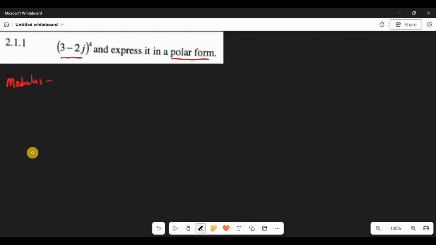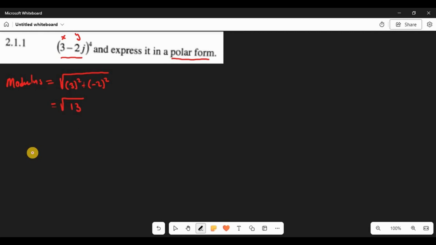Modulus is the same as when you are finding the radius. We know that the real number represents x and the imaginary number represents y. So when you find the radius, remember you take the square root of x squared plus y squared. In this case it's going to be 3 squared plus negative 2 squared. When you put this in your calculator, this is going to give you the square root of 13. Right, now you have managed to find your modulus.